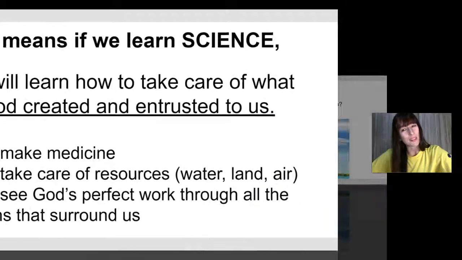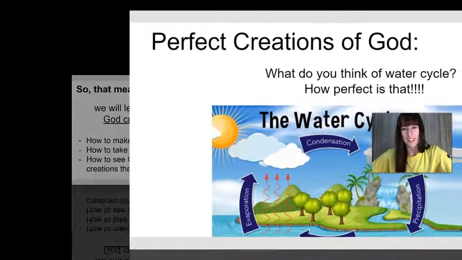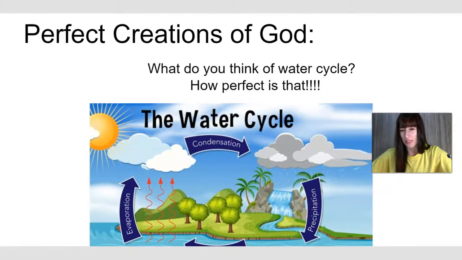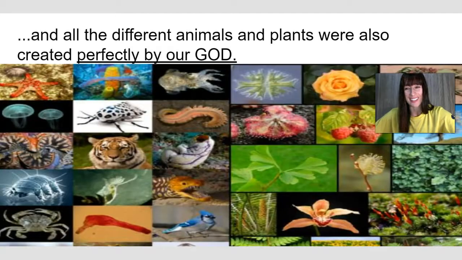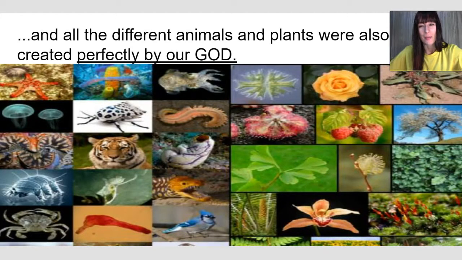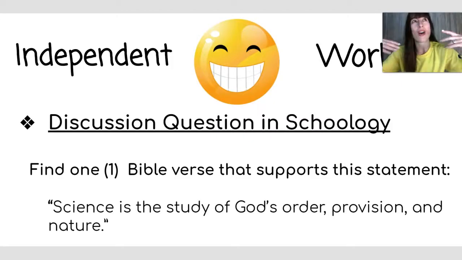Well, let me give you some examples of the perfect creations of God. What do you think of the water cycle? How perfect is that? Or how about the solar system? Our planets perfectly orbit the sun, and for that we have seasons, day and night. Wow, isn't that amazing? Another great example of perfect creations of God are all the different animals and plants that were perfectly created by our God. All right, I know I could continue on and on talking to you about the perfections that God created.